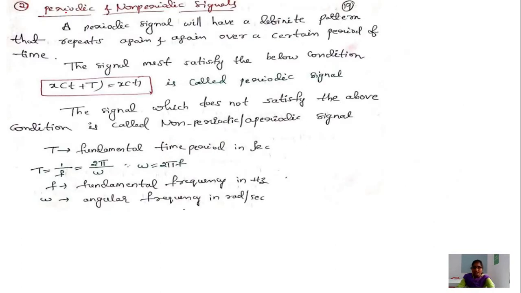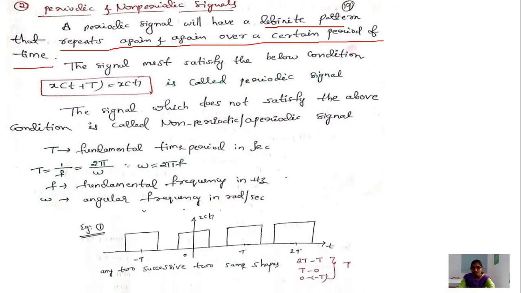The next classification is periodic and non-periodic signals. A periodic signal means it has some definite pattern, and the signal repeats again and again over a certain period of time. Here, observe the signal and the signal is repeated. The same shape of the signal is repeating. For example, here at 0, the signal has some shape, and the same shape with the same width is repeated after some time. And after some time, the signal is repeated, which is called a periodic signal.